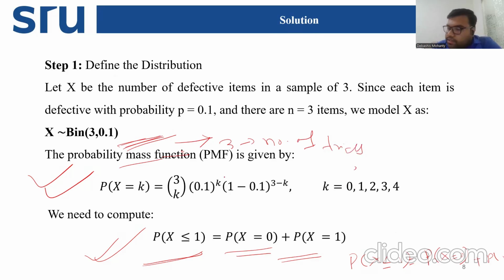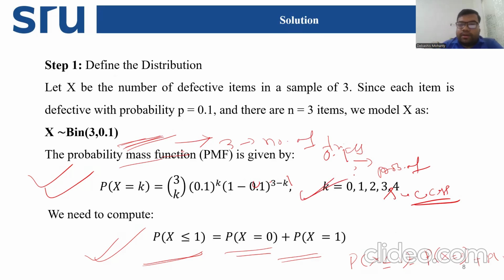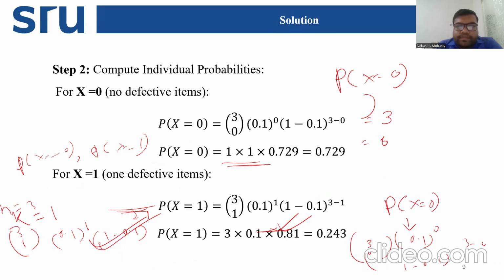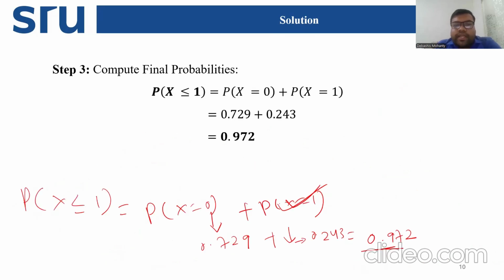Number of trials. 0.1 is the probability of success. So the K value also here, that is 0.1. Sorry, 0, 1, 2, 3, 4 are those values. Okay, students, so this is the final answer, 0.972.